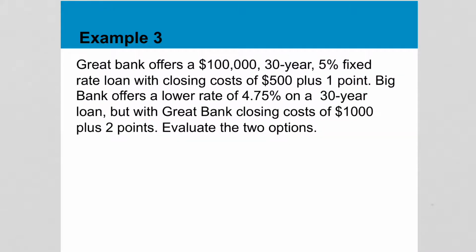Like I'm getting ready to build a tiny house, actually. And I can get an ARM, but I can't get a fixed rate. But in 5 years, I could refinance for a fixed rate if I wanted to.